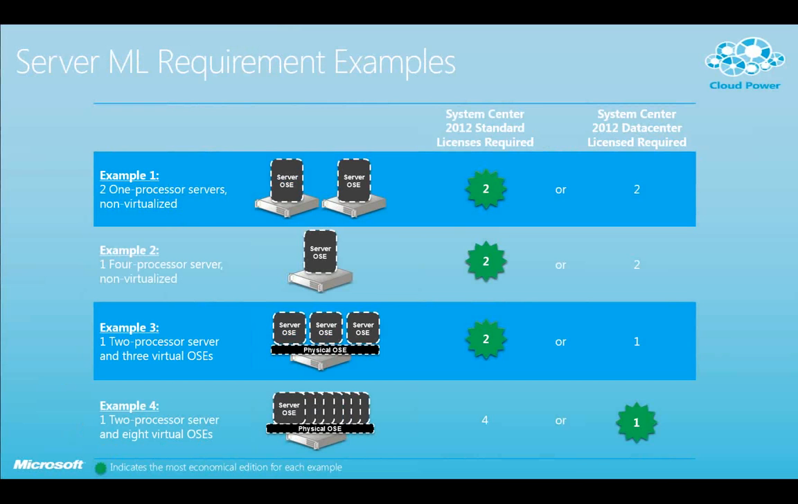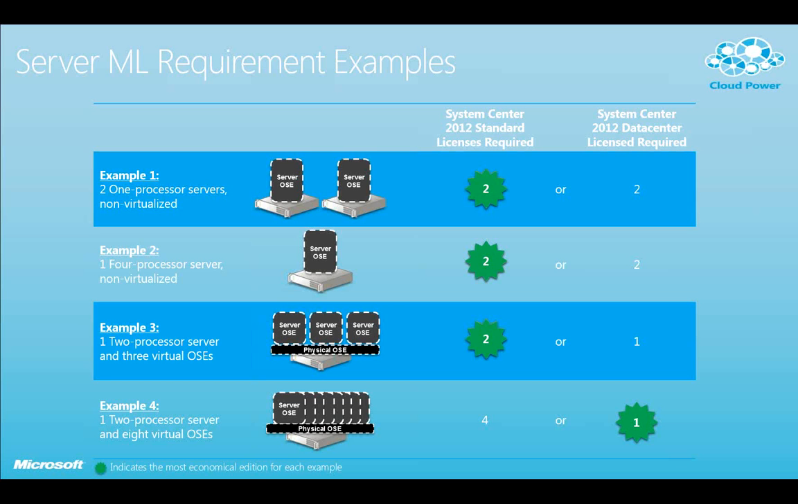Couple of examples. So if you've got 2 servers, physical servers, they're not virtualized in any way, shape or form. We would require 2 standard licenses for that. You could apply 2 data center licenses, but that would be overkill. If you've got a single server with 4 processors, but again you're not virtualizing, again that would need 2 standard because you've tripped the 2 CPU value. And it's very important that we're talking about CPUs, we're talking about sockets, we are not talking about cores.